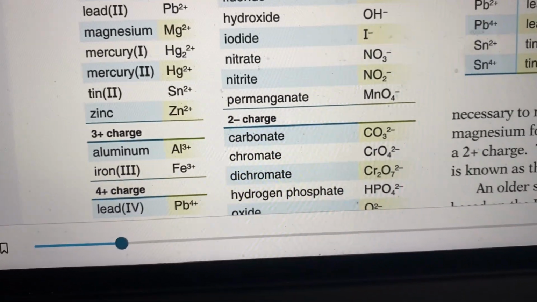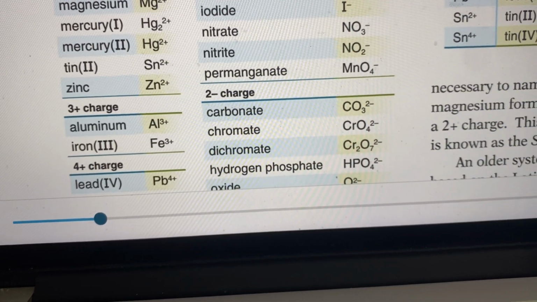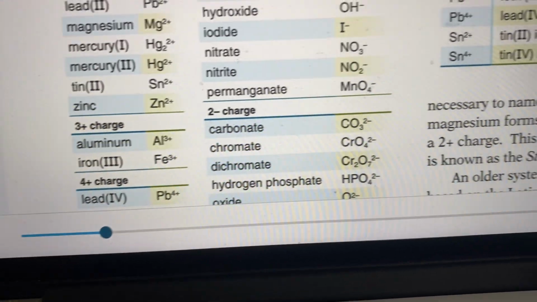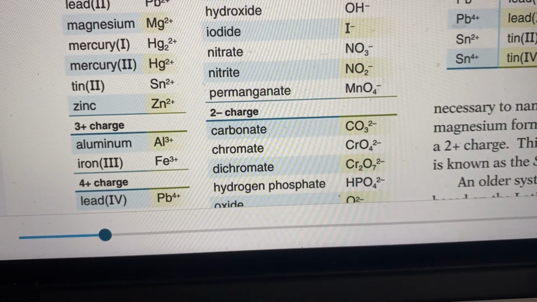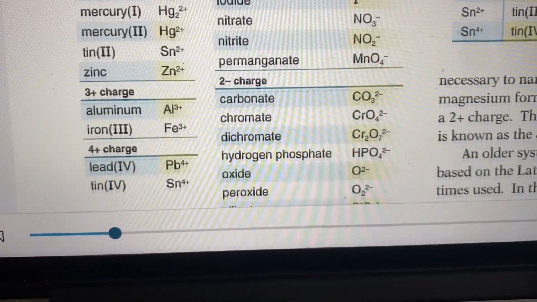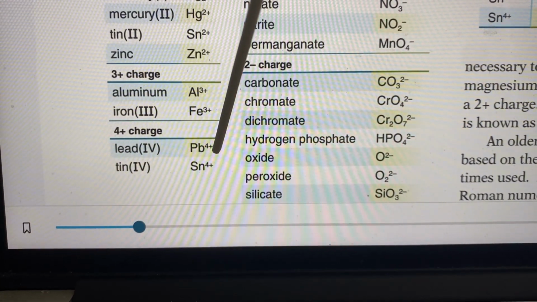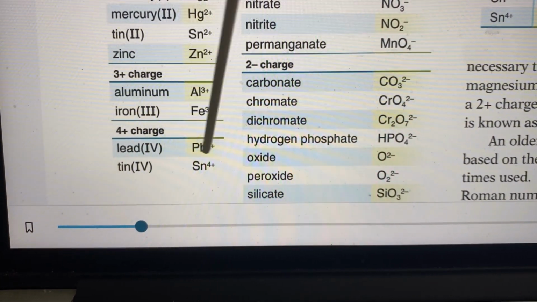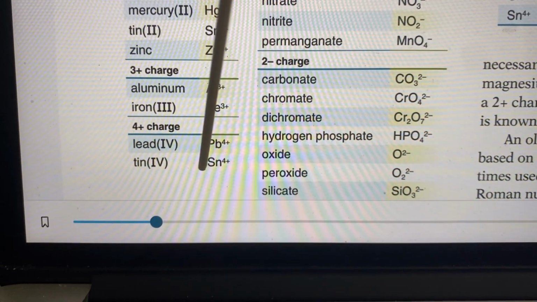If we go down further, we have aluminum, and it has a 3 charge, right? So 3 charge, and then we have iron having a 3 charge, and we go even lower here. And we have lead, which is Pb, the symbol for lead, and you have 4 charges just by that number, 4, the Roman numeral. Tin will have 4 charges.